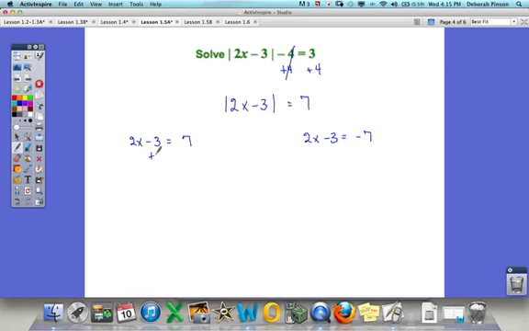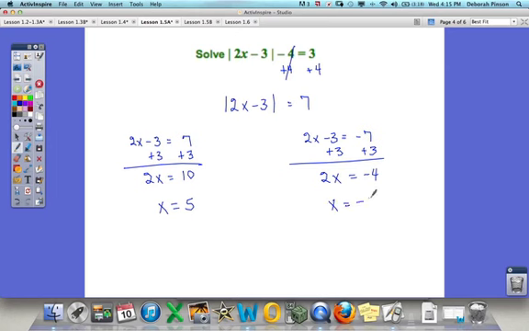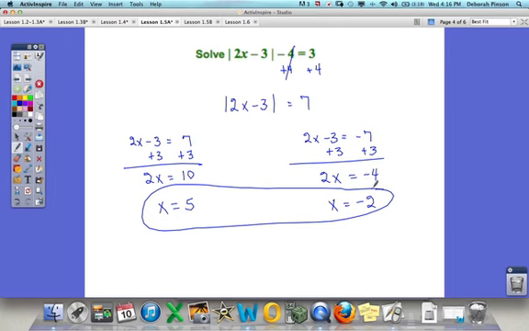And solve. So I'm going to solve quickly here. Solve this one, same kind of thing. So here are my two answers. Remember, you don't have to check them. You can if you don't feel confident or if you just want to, but you don't have to, because there's only an x inside the absolute value, not one inside and one outside.